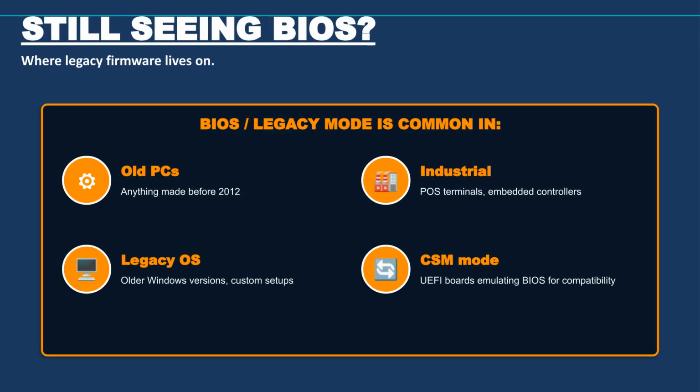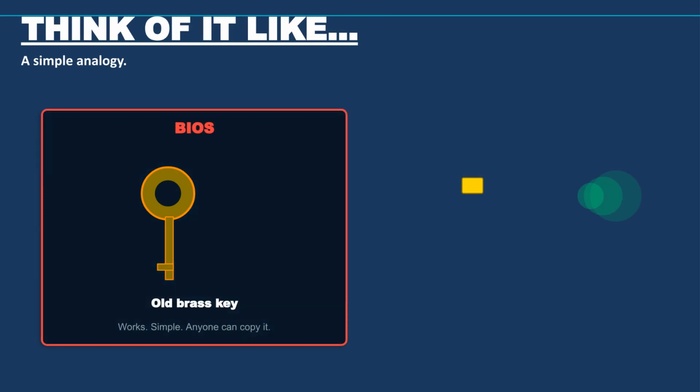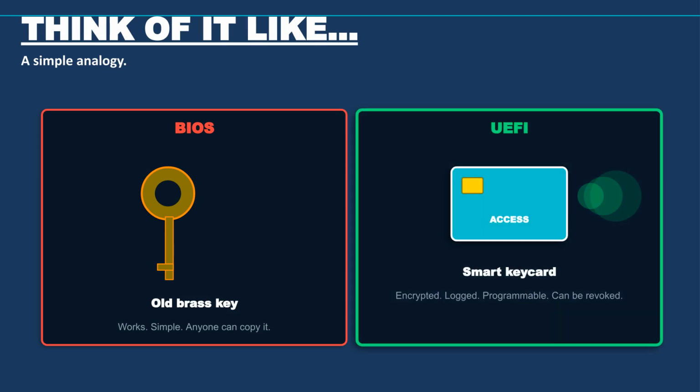You may still see BIOS or legacy mode in old PCs, industrial equipment like POS terminals, and computers running legacy operating systems. Some UEFI boards use CSM mode to emulate BIOS for compatibility. Think of BIOS as an old brass key, simple, functional, but easily copied. UEFI is like a smart keycard, encrypted, logged, programmable, and easily revoked if compromised.